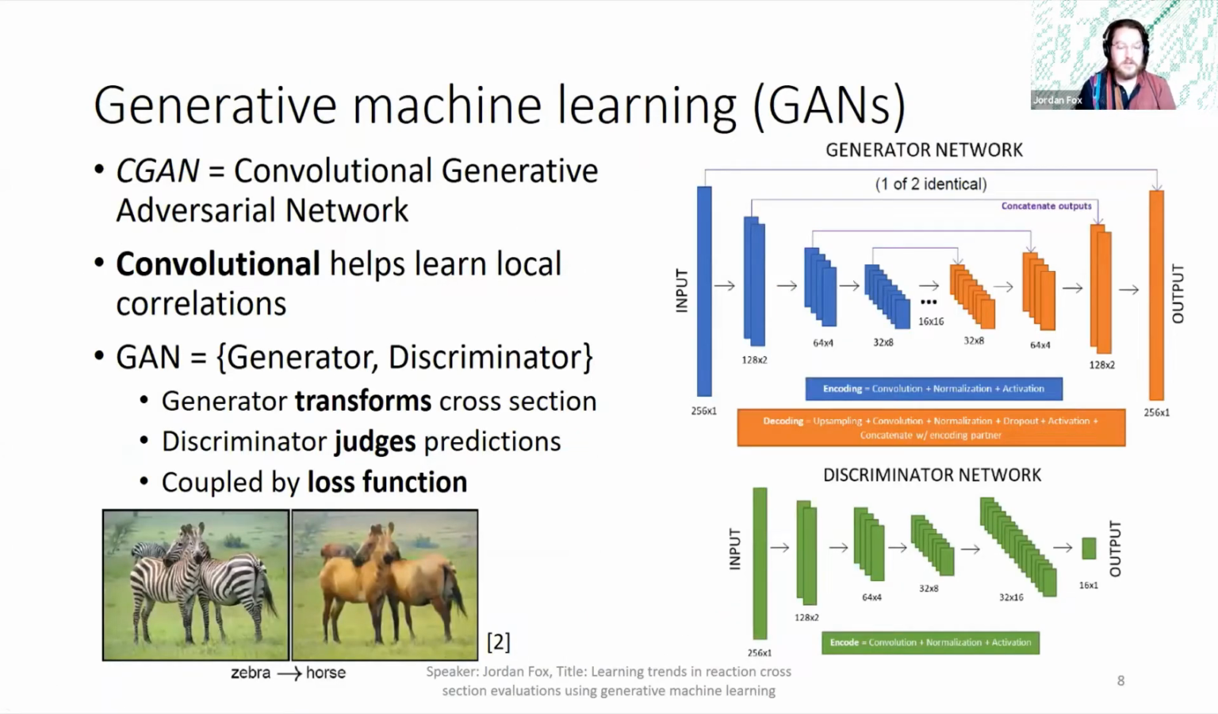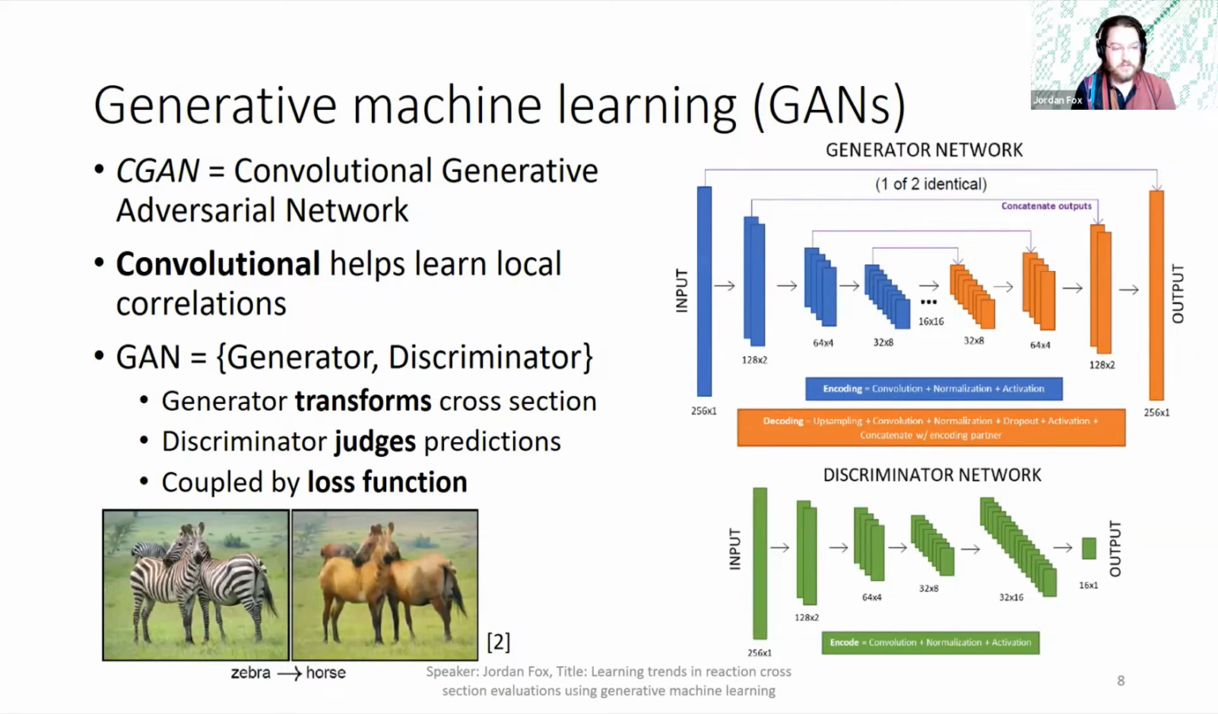Okay, so now I'm going to go on to talk about some machine learning stuff. The way that we approach this problem is using generative machine learning. So perhaps some of you have heard of GANs. That's a generative adversarial network. What we're using is a convolutional generative adversarial network. And the convolutional part helps us to learn local correlations in our data.